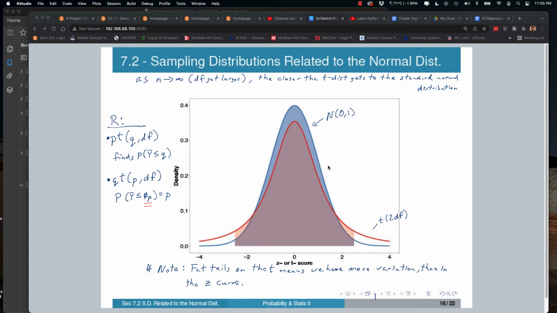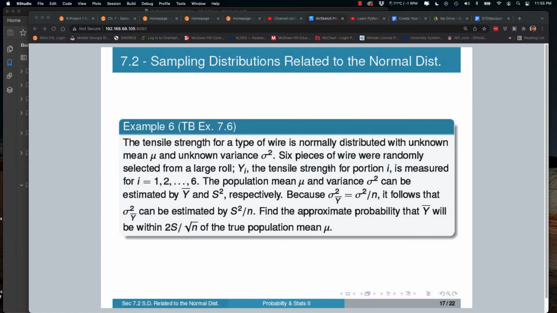Okay, so let's do an example using the t-distribution. The tensile strength for a type of wire is normally distributed with a known mean mu and unknown variance sigma squared. Unknown variance sigma squared, that's a key telling you I probably need to use the t-distribution. 6 pieces of wire were randomly selected from a large roll. Y sub i, the tensile strength for portion i, is measured for i 1 through 6.